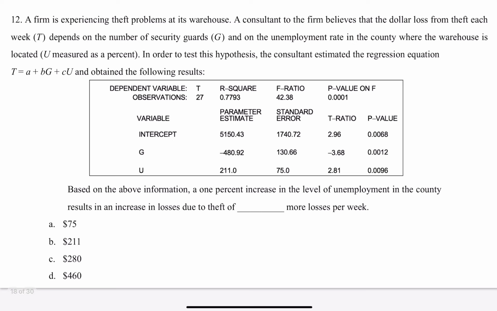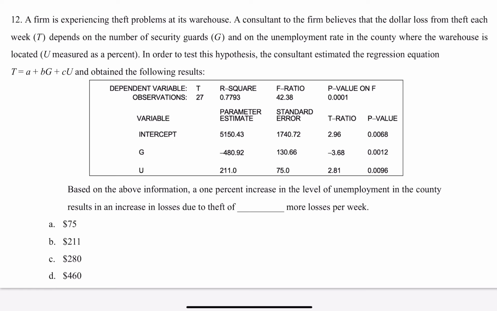Question 12 says, based off the information above, a 1% increase in the level of unemployment in the country results in an increase in loss of theft of blank more losses per week.